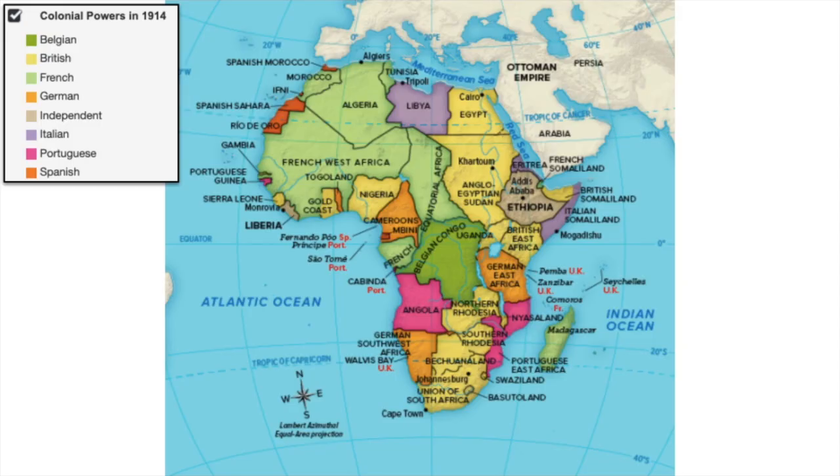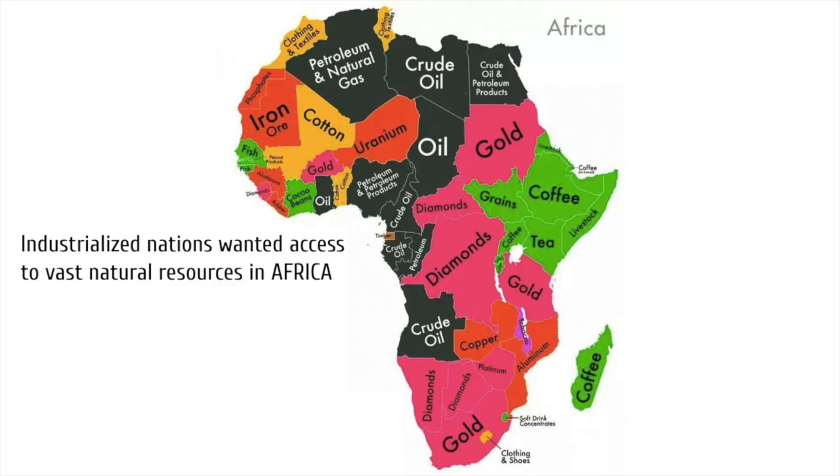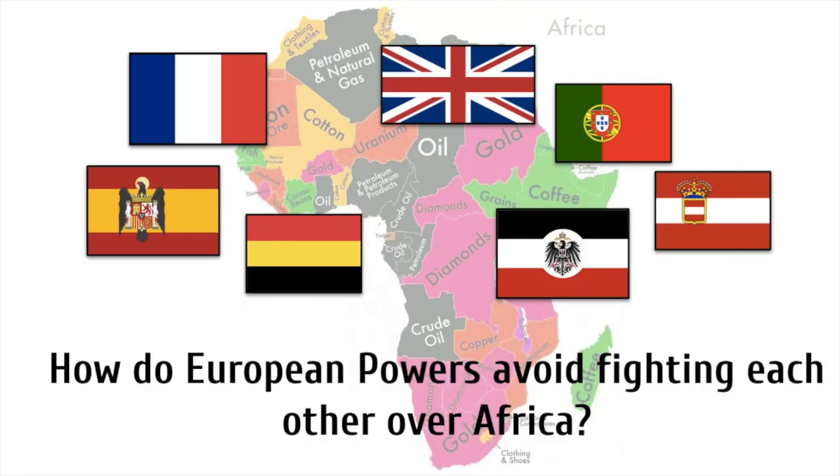But we're going to go back to sort of the start of all of this. Where did all this come from? Why are Europeans going to be coming down to the continent of Africa? Obviously, the vast amount of resources is extraordinarily tempting. These are valuable resources that European industrialized nations wish to get their hands on.